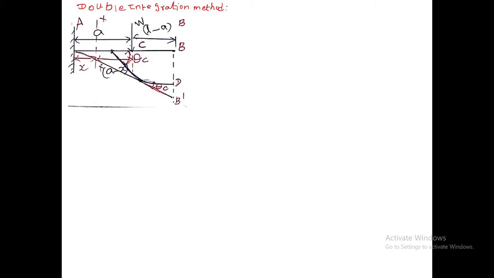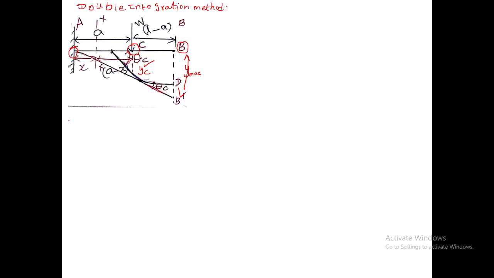The load is acting at point C. Point A is fixed and B is the free end. Theta c is the slope at point C. This is y max, the total deflection at point B, and this is yc.